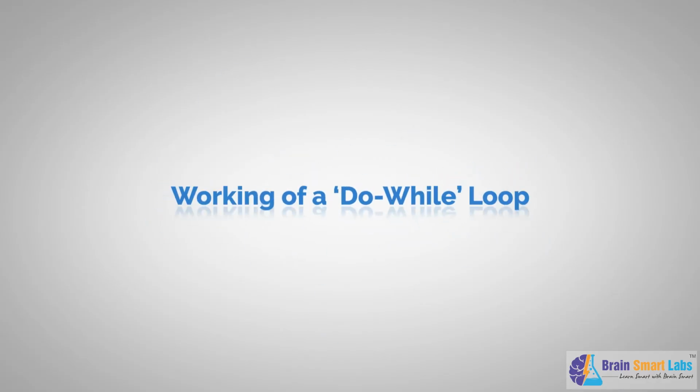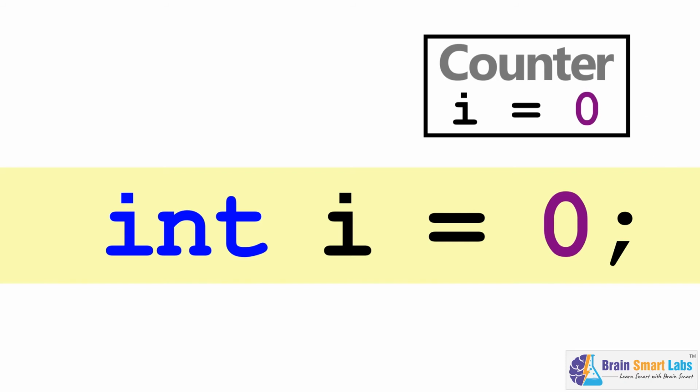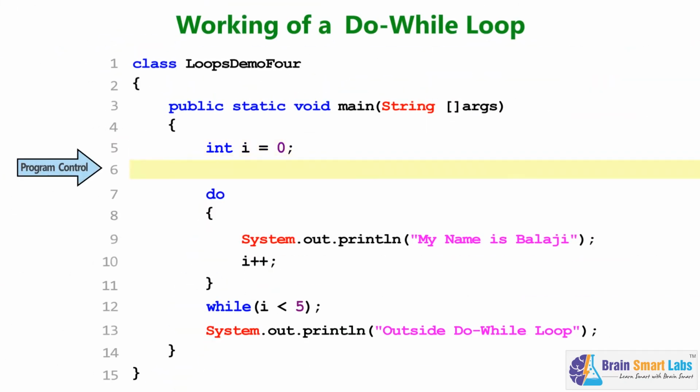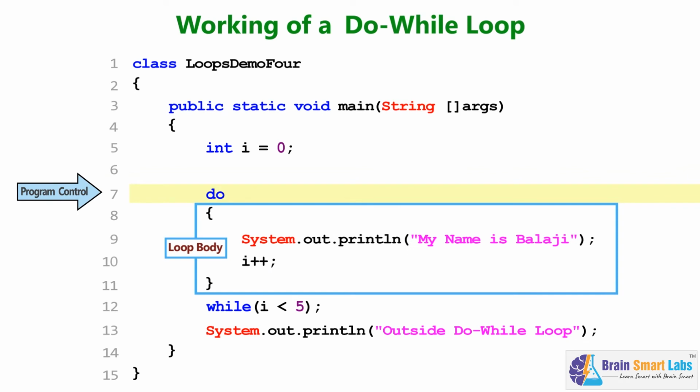Working of a do while loop. In our program loopsdemo4.java, the program control initially starts executing our main method as it is the starting point of execution in any Java program. Initially, a counter variable bearing name I is initialized to 0, that is in line number 5. The program control now reaches the do statement which instructs the program control to proceed with the loop body. Once the program control enters the loop body, it starts executing all the statements present inside line after line till it reaches line number 11.